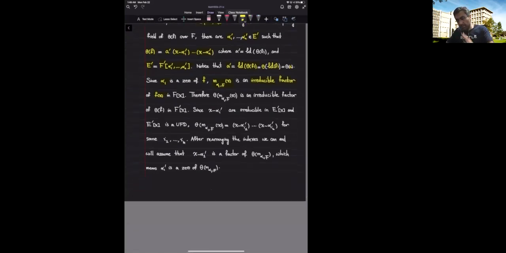Now, because theta is an isomorphism from F[x] to F prime[x], we deduce that theta of this minimal polynomial is an irreducible factor of theta of f.